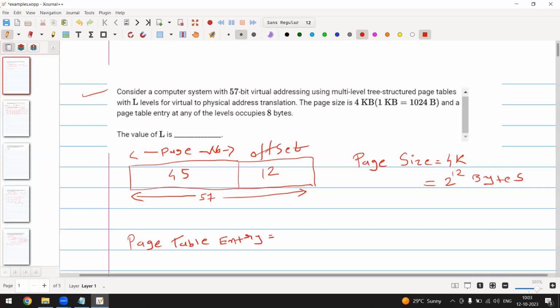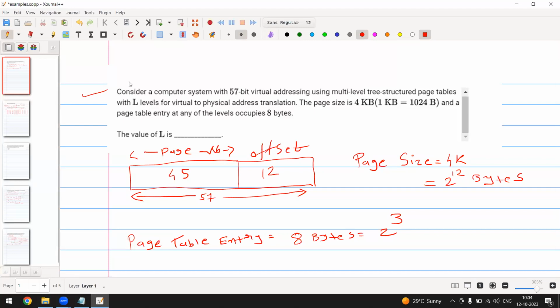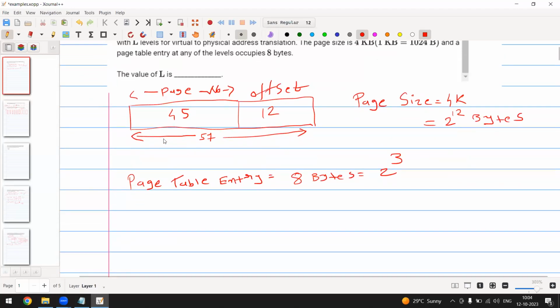Page table entry at each level is of 8 bytes. That's equal to 2 raised to 3, right? Equal to 2 raised to 3. Now we have to find out how many entries each page table contains, and according to that we can find our splitting.